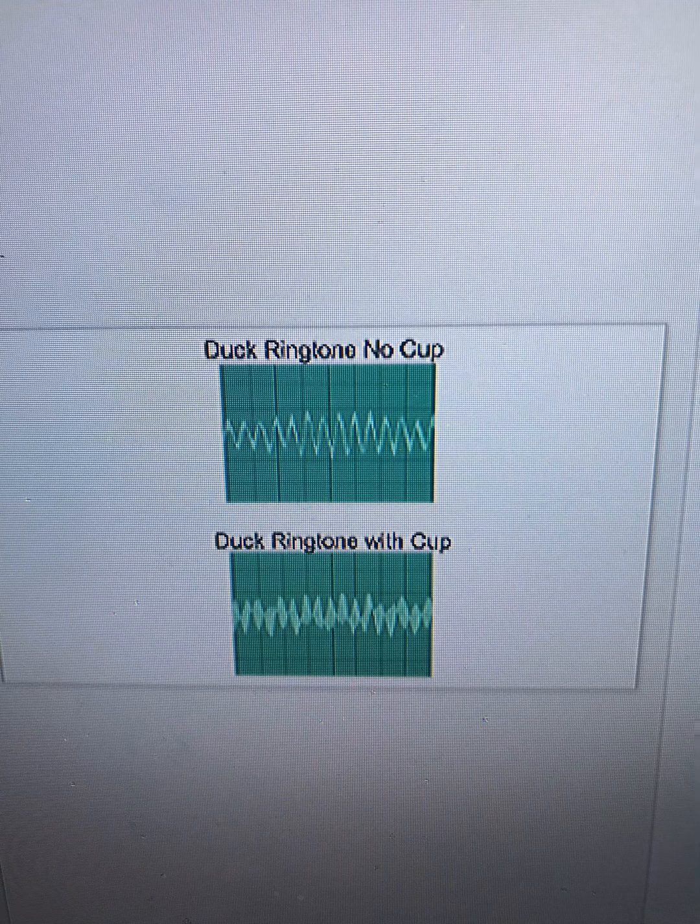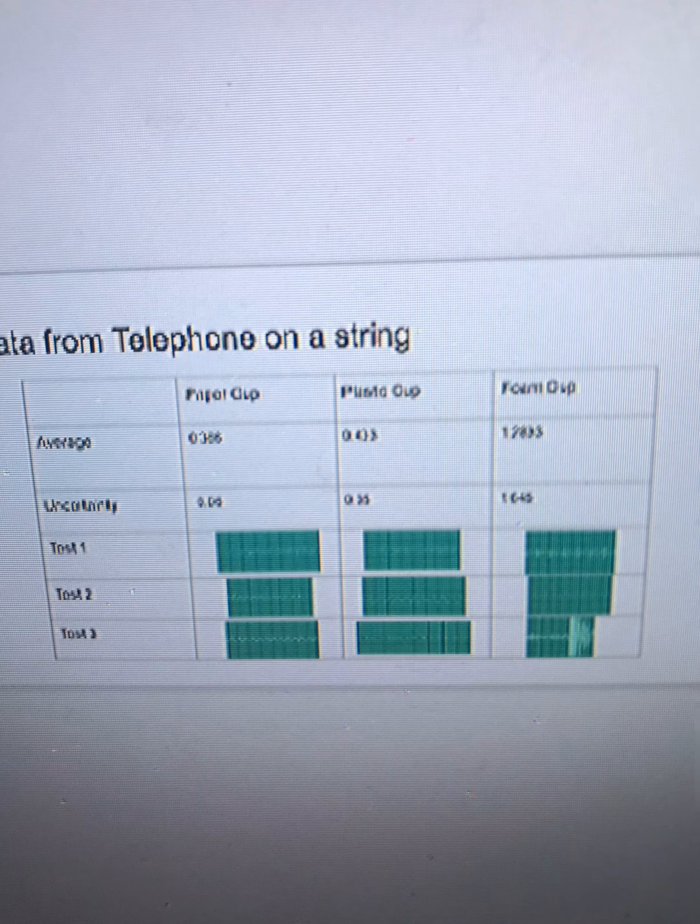These images show a change in wavelength. When I played the duck ringtone through a cup telephone on a string, there were 17 sound waves, and with the duck ringtone without a cup, there were 14 sound waves. But they had the same amplitude, which means their wavelength was different. The material used on a telephone on a string does impact its effectiveness as a communication tool.